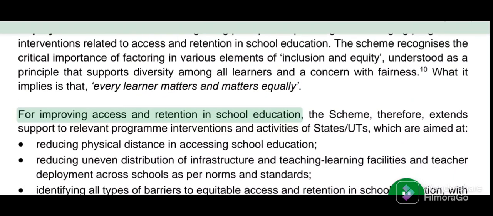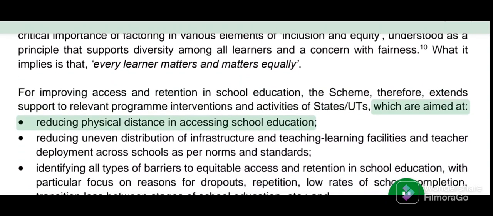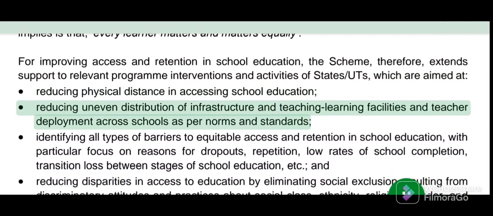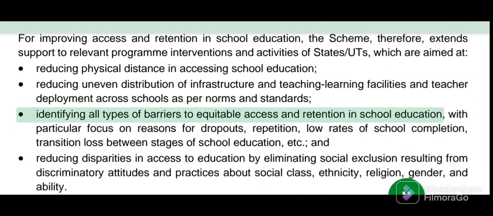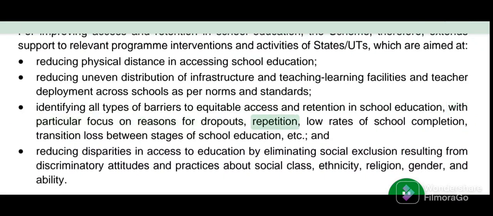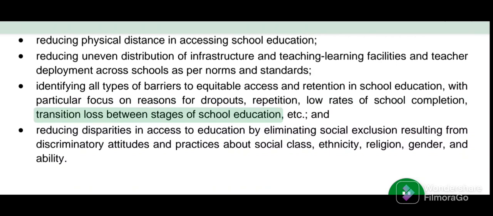For improving access and retention in school education, the scheme, therefore, extends support to relevant program interventions and activities of states (UTs), which are aimed at reducing physical distance in accessing school education, reducing uneven distribution of infrastructure and teaching learning facilities and teacher deployment across schools as per norms and standards, identifying all types of barriers to equitable access and retention in school education, with particular focus on reasons for dropouts, repetition, low rates of school completion, transition loss between stages of school education, etc.